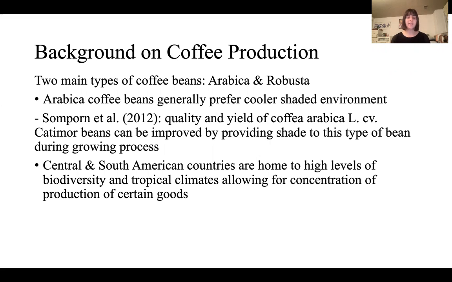And I find it particularly interesting to focus on coffee production in Central and South American countries, as these countries are home to very varying levels of biodiversity and tropical climates, so this allows them to produce a much higher level of certain specific goods, such as Arabica coffee beans, than other countries. This means that their GDPs, their economic growth, are going to be highly reliant on such production processes in the long term. So I found it particularly interesting to focus on these countries, as well as the impact of such heightened production processes on the environment.